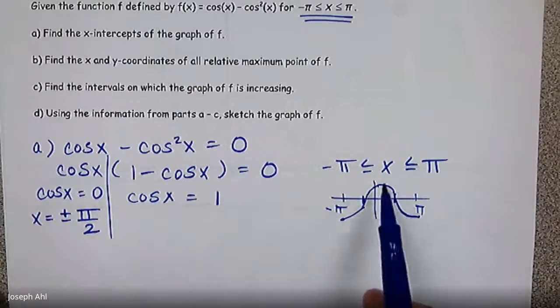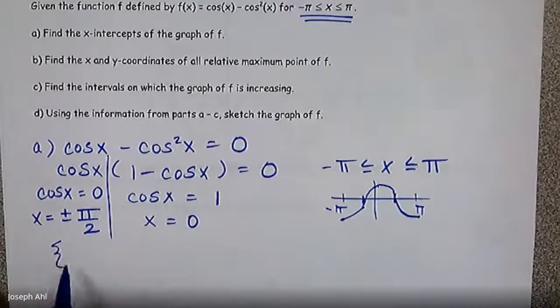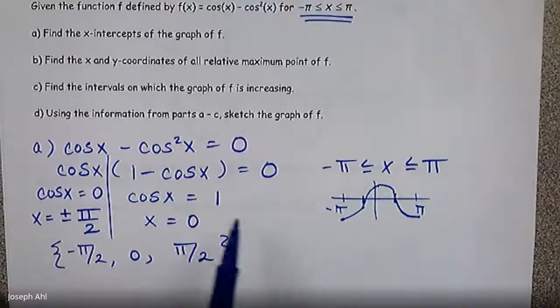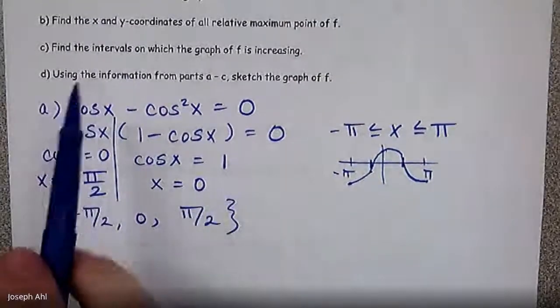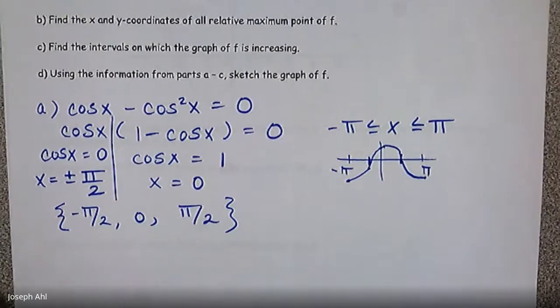And then where does cosine x equal 1? Well, only at x equals 0. So altogether, your x-intercepts are at negative pi over 2, 0, and then positive pi over 2. And those sound like important pieces of information to go ahead when we get down to part D there to make sure that we're making an accurate sketch.